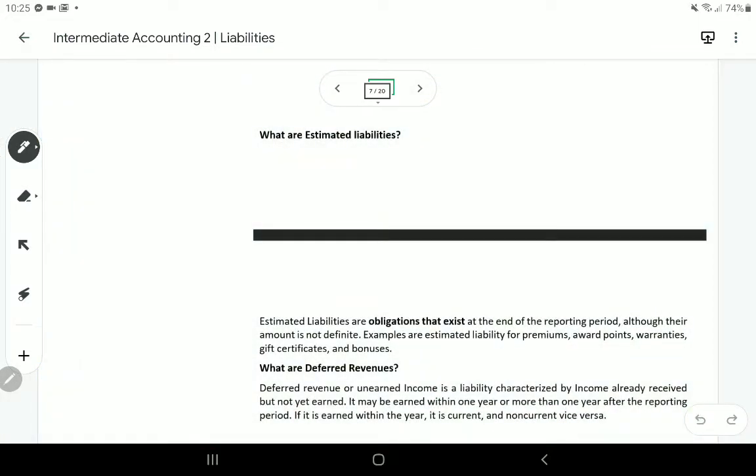Okay? So next, another note that is very important to discuss when we talk about liability is the concept of estimated liabilities. So what are these estimated liabilities? Estimated liabilities are obligations that exist at the end of the reporting period, meaning at the cut-off date they exist, although their amount is not yet clear. Okay?